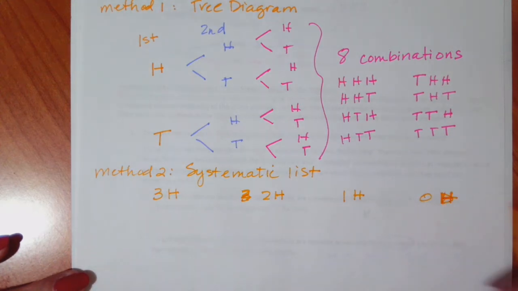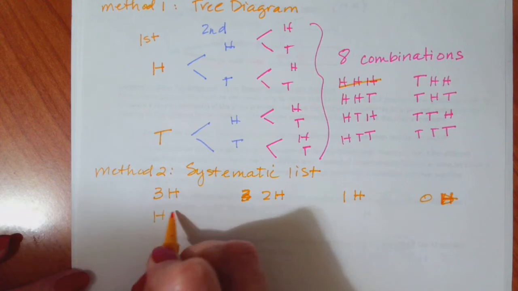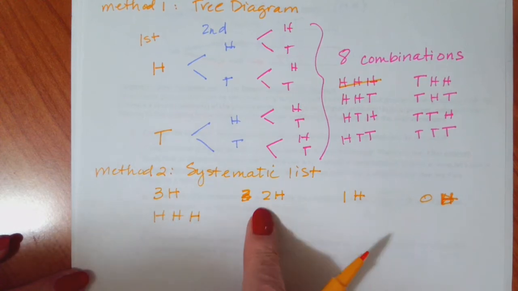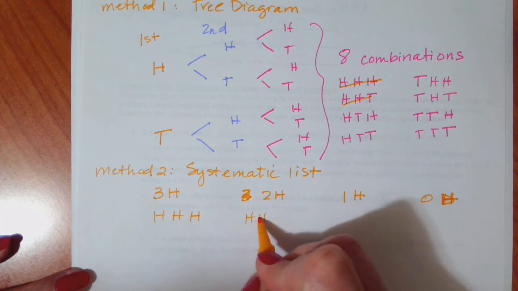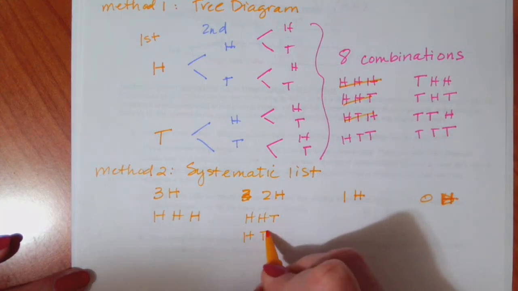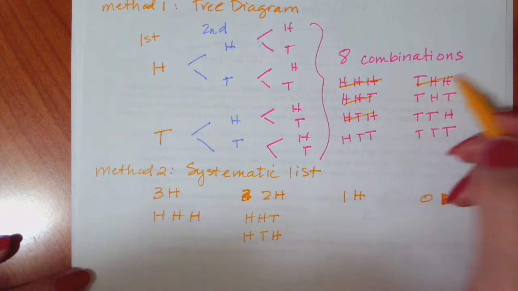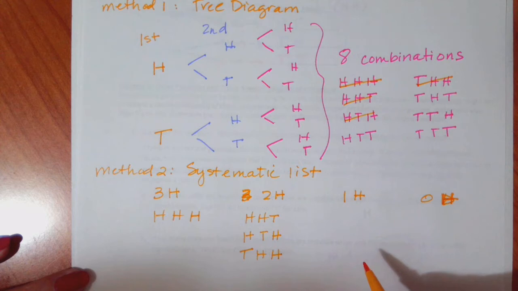Sorry about that. Well, there's only one possibility when they're all heads. Head, head, head. Now 2 heads, I've got head, head, tail, head, tail, head, tail, head, head, and that's all of those.